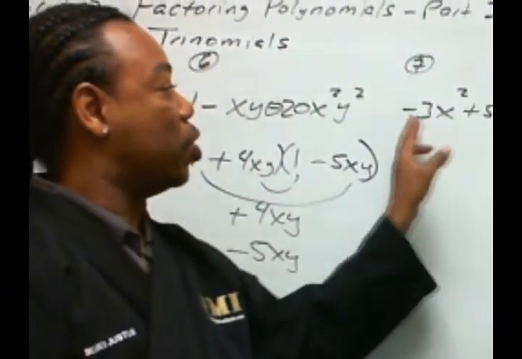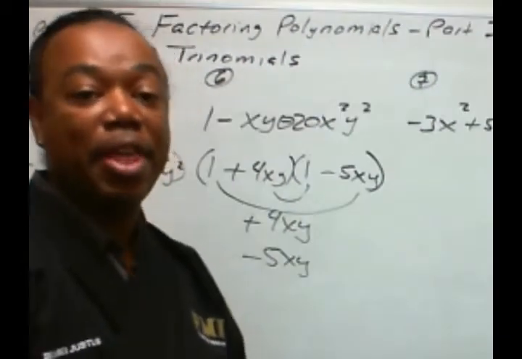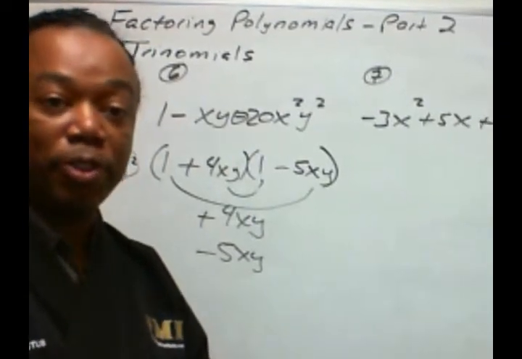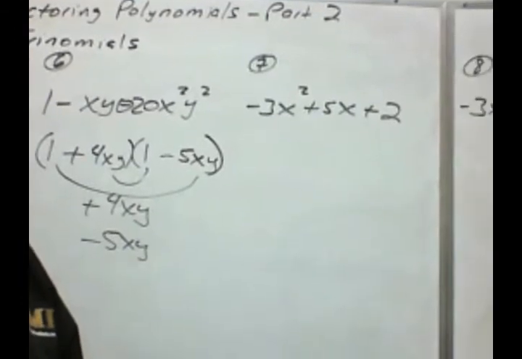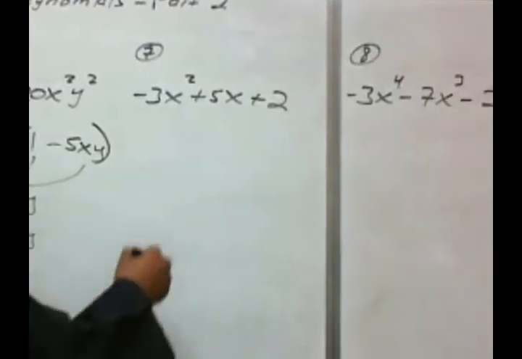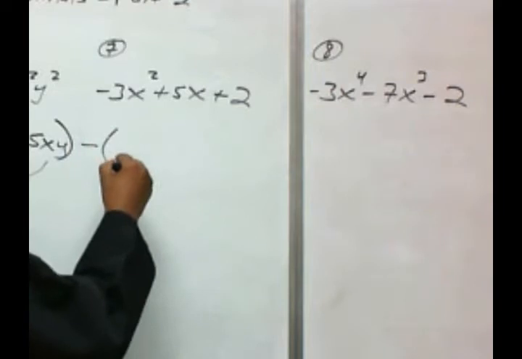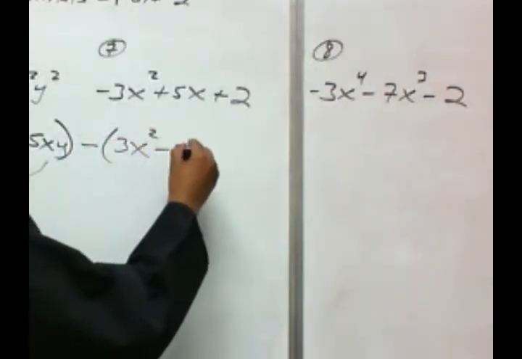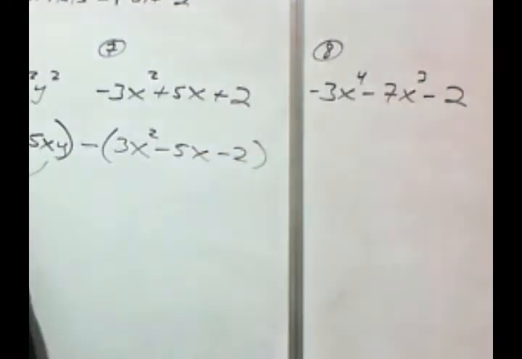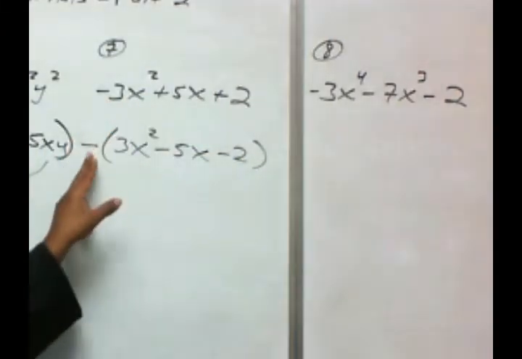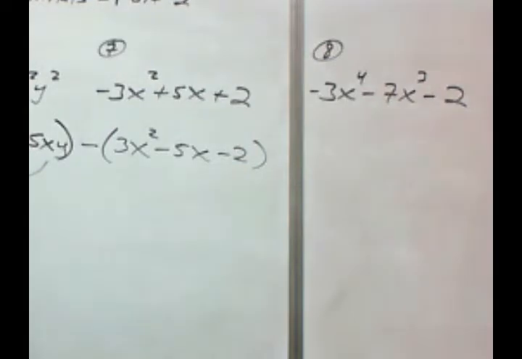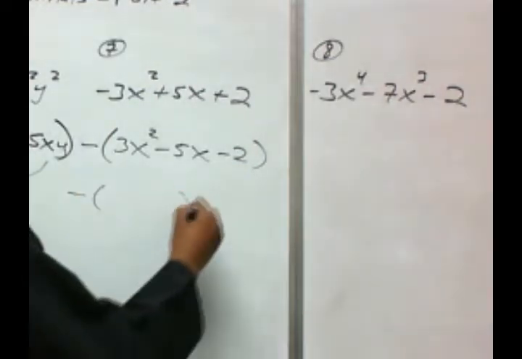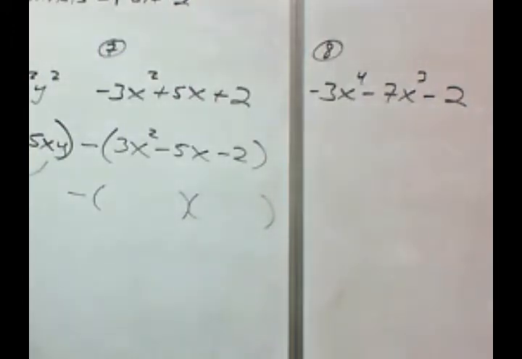Okay, well, number 7, we see that this leads with a negative. That means that originally someone must have multiplied this by a negative. So we have to reverse that first and then factor it back into 2 binomials. So this used to be a negative times a positive x squared, a negative 5x, and a negative 2. So originally this used to be a negative times this trinomial. Now, before that, it used to be a negative times 2 binomials.